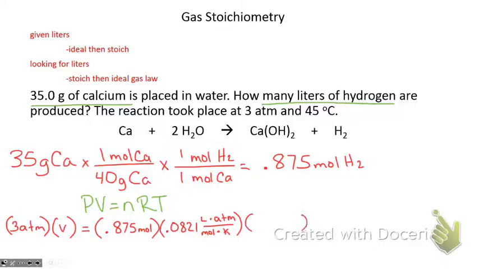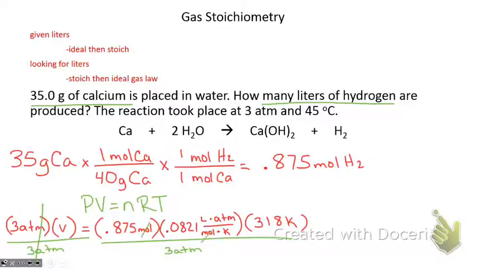And then please don't make my favorite mistake. If you accidentally plugged in 45 degrees Celsius here right from your problem, please cross that out with a big fat X. That is my favorite mistake. You must convert to Kelvin. So instead of using 45, I'm going to add 273 and plug in 318 Kelvin. And now I can go ahead and solve for my unknown. To get my volume all on its own, I'm going to have to divide both sides by 3 atmospheres. That way it'll cancel over here. 3 atmospheres.